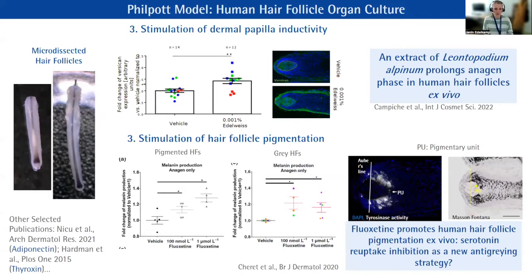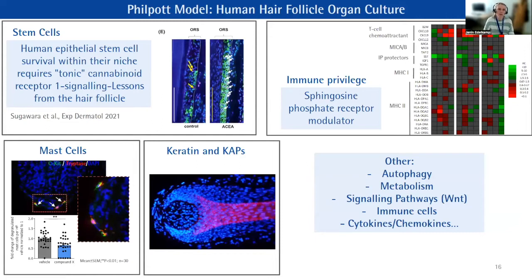Another example I would like to give is that stimulation of hair follicle pigmentation can also be studied, not only in pigmented hair follicles, where we see an increased melanin production, but even repigmentation in gray hair follicles can be observed if a suitable compound is used to stimulate the hair follicles. As I said, there are many more markers or readout parameters, endpoints that can be studied, for example, stem cell activity and numbers, immune privilege of the hair follicle keratinocytes that would then have an effect on hair shaft quality and hair strength, perifollicular immune cells, autophagy, and so on and so forth.